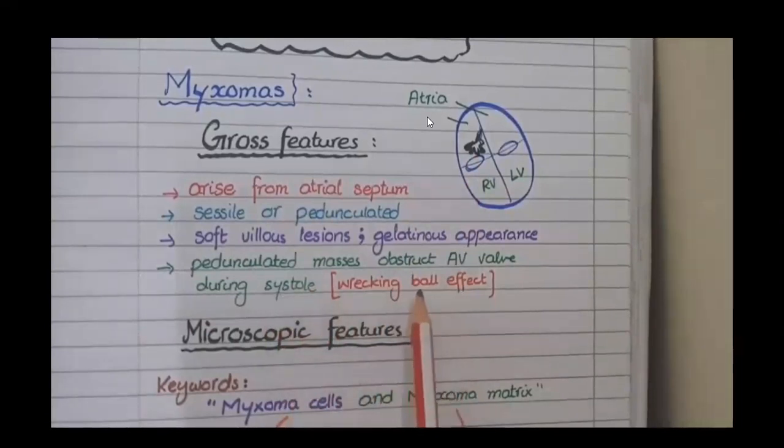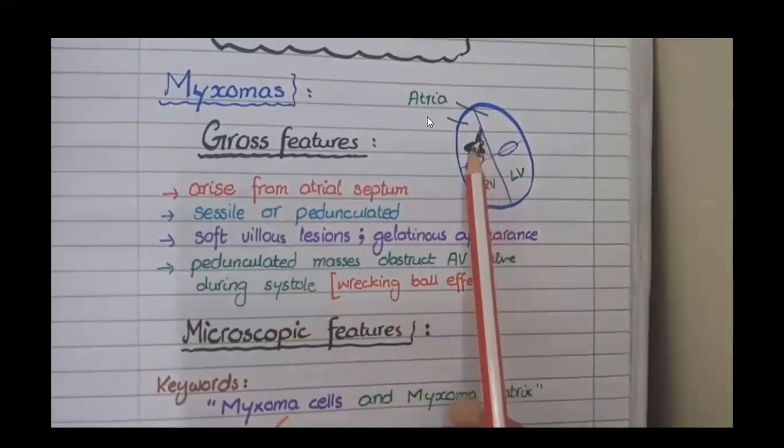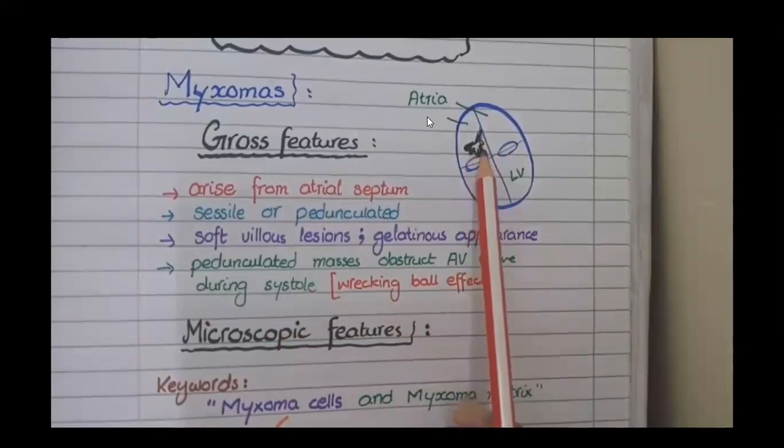So overall, grossly, you will see that myxomas arise from the interatrial septum. They may be sessile or pedunculated. They are soft villous lesions with villi, and they may be obstructing the AV valves.